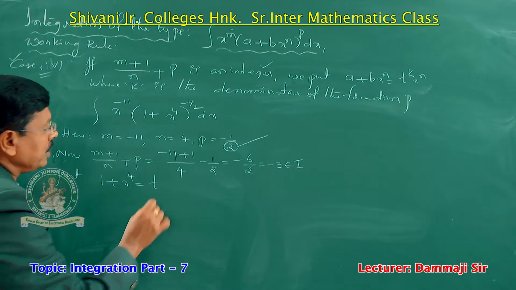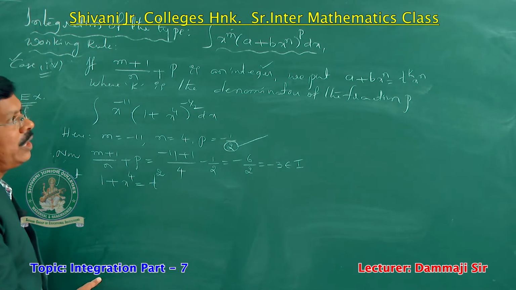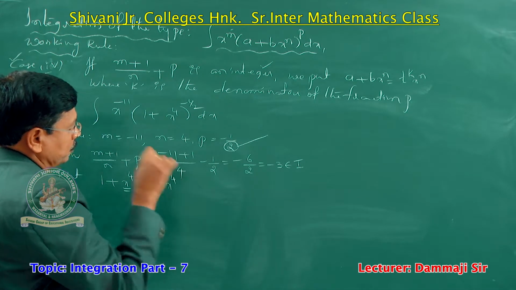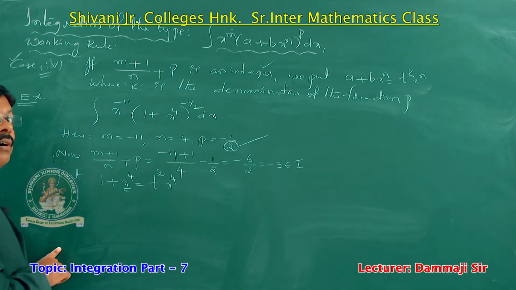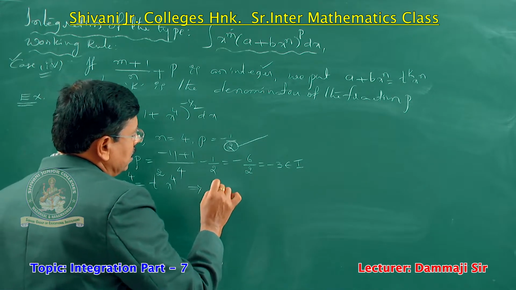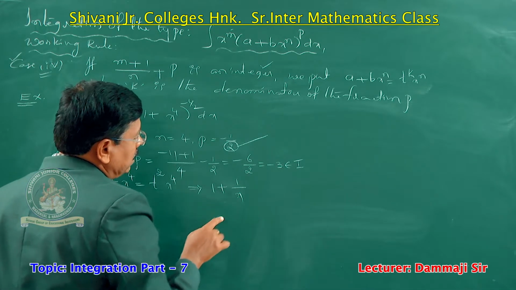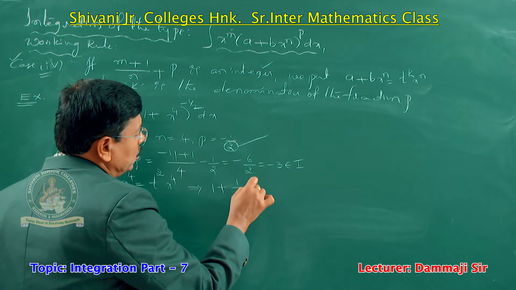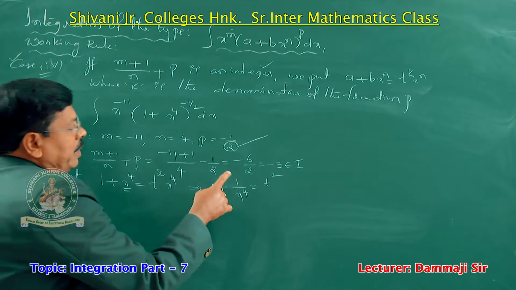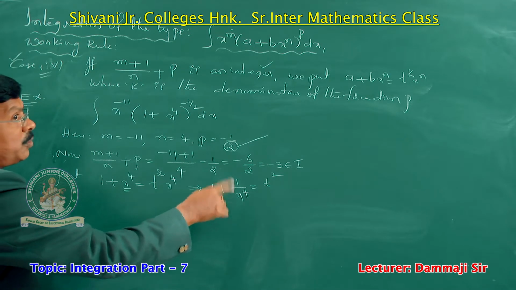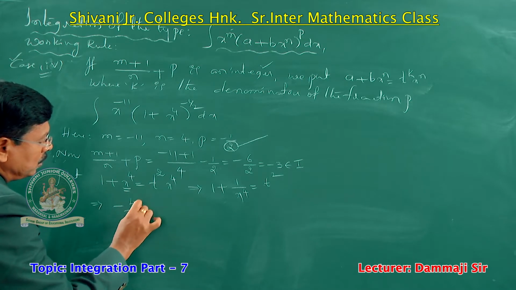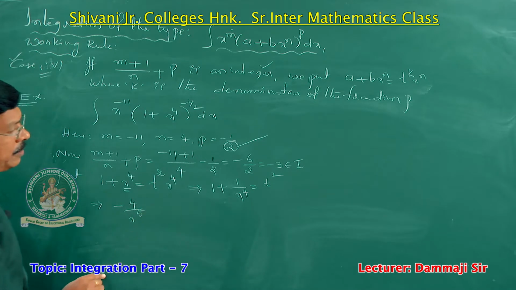Put t square, and next write the same term x power 4. Then we divide by x power 4, and we get 1 by 1 plus 1 by x power 4 is equal to t square. Now by using differentiation, x power minus 4 gives the result minus 4 by x power 5.